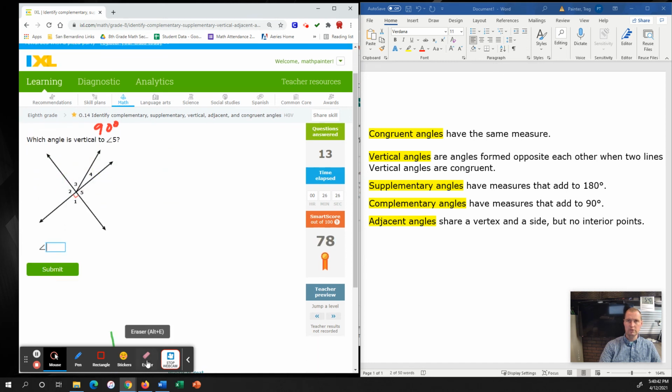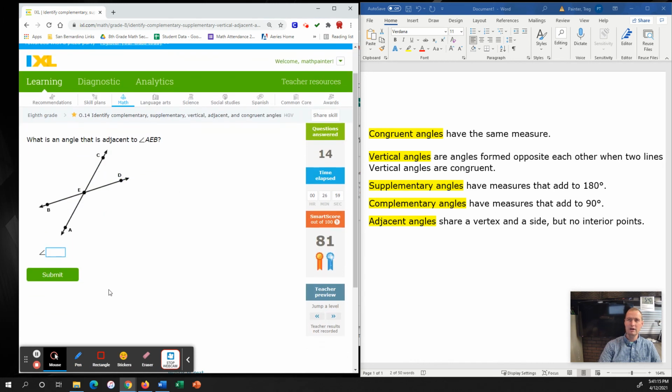Okay, last question, and we should push into 80 at this point. All right. So what angle is vertical to angle 5? So first of all, what is angle 5? Vertical means angles opposite of each other. So the only angle that's opposite of angle 5 is angle 2. So for a smart score of 80, an answer of 2 is going to take us to a score of 81.